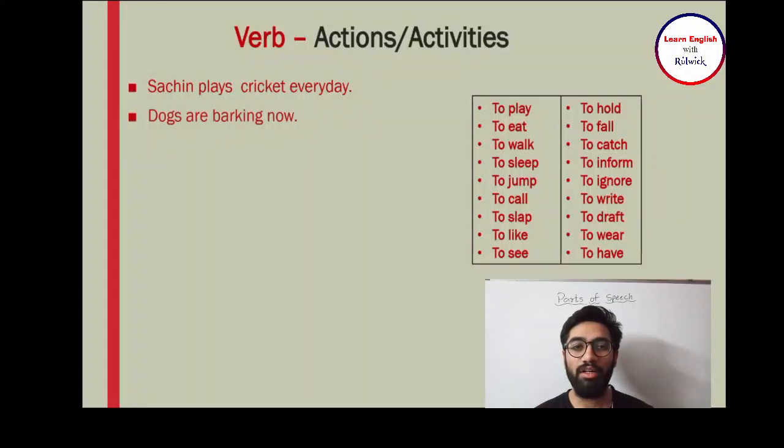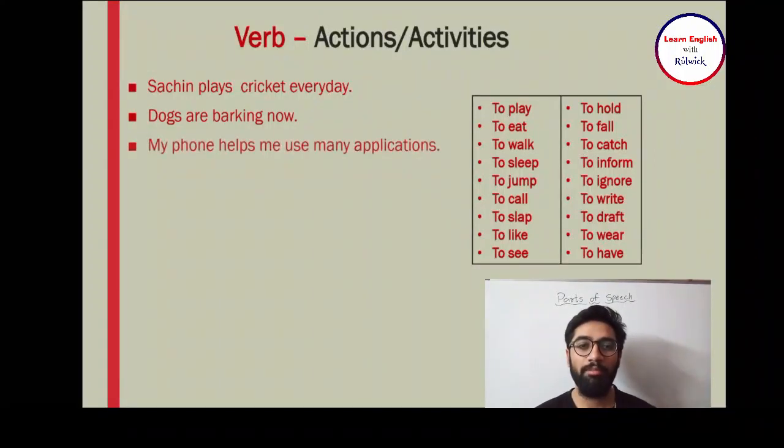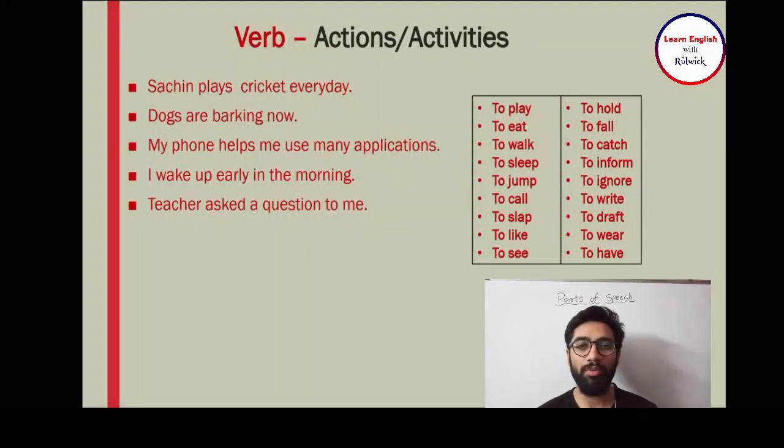Okay, moving ahead. Dogs are barking now. Next, my phone helps me use many applications. The action, activity in this sentence. I'm sure that you will be able to find this. I wake up early in the morning. And the last, teacher asked a question to me. I hope that you are ready with your answers. If you are not, you can pause this video and then you can play again when you are ready.